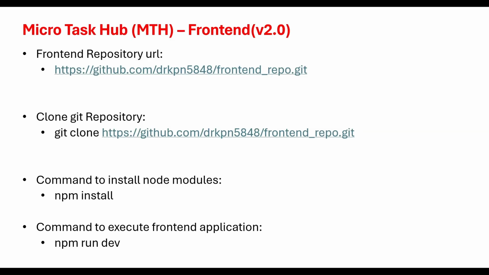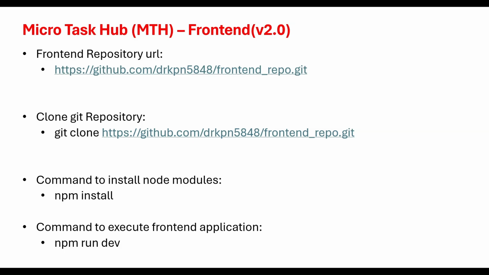Now let us move to the front-end version 2.0 setup for the MicroTask Hub project. The front-end source code is available in the Git repository. This repository contains the React-based front-end implementation for the MicroTask Hub project. To download the project into your local machine, we use the git clone command. The command is git clone followed by the repository URL. This command creates a local copy of the repository in our system. After cloning, move into the project directory before executing further commands.